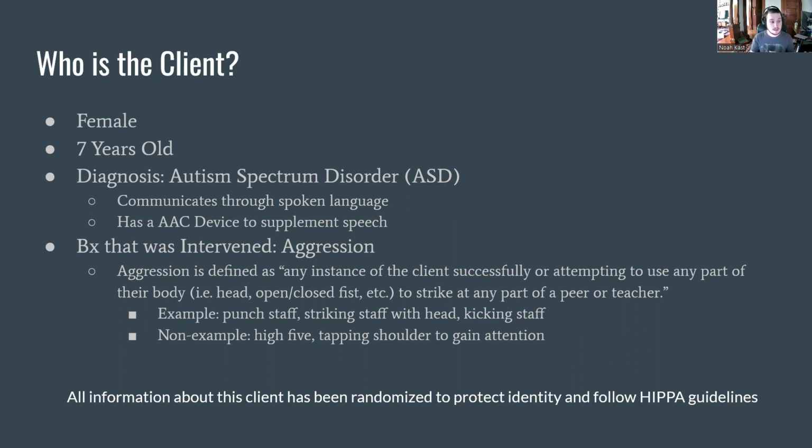And one thing was that the behavior that was being primarily intervened was aggression. So aggression is defined as any instance of the client successfully or attempting to use any part of their body, such as their head, open or closed fist, to strike any part of a peer or teacher. For example, punching a staff, striking a staff with their head, so banging their head against someone's chest, as well as kicking staff. Another thing is also non-examples. So, high fives would not count, tapping shoulders to gain attention would not count either.